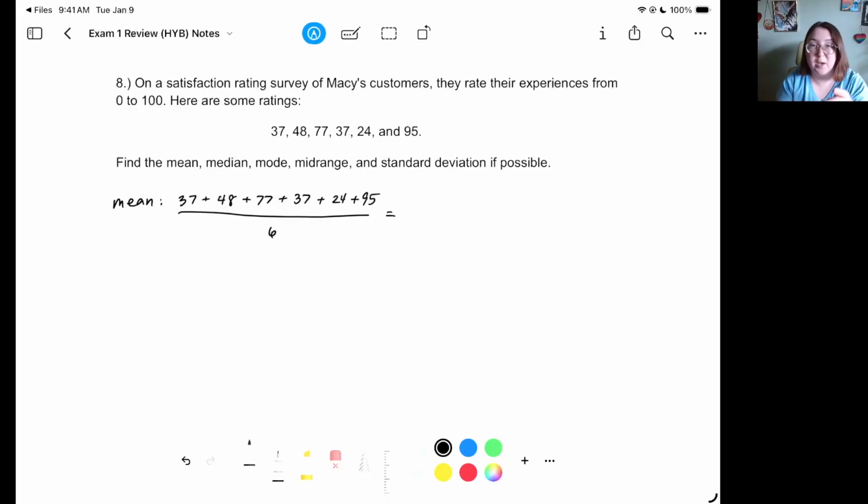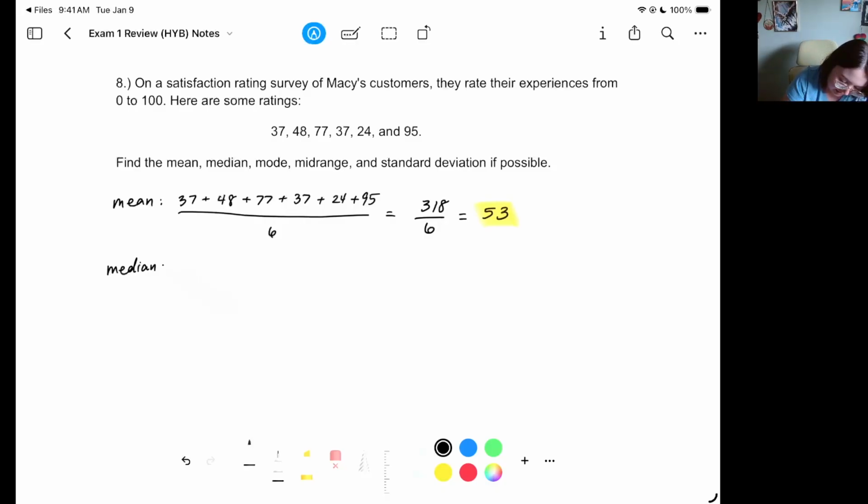So we add the top, we can use calculators or brains, right? So we add the top up and we should get 318, which is being divided by 6. And so we can use our calculators or brains, right? 318 divided by 6 comes out to a nice and even 53. So the mean for this problem is 53.